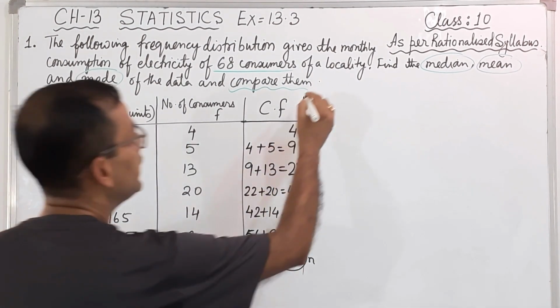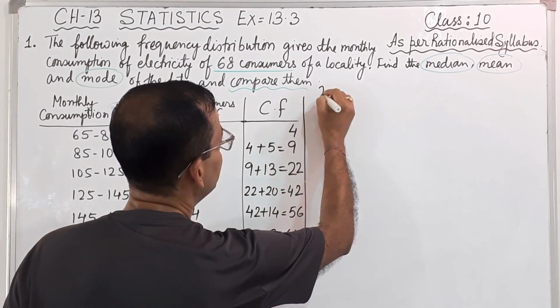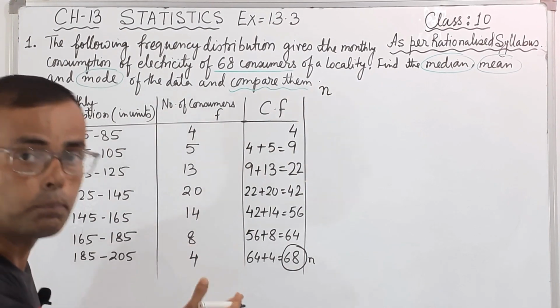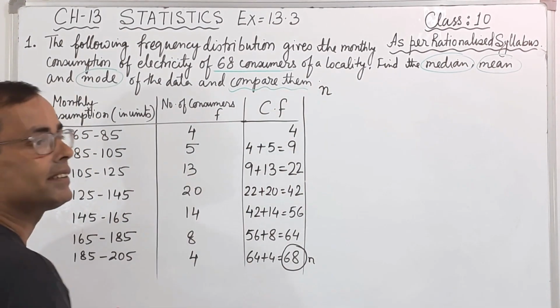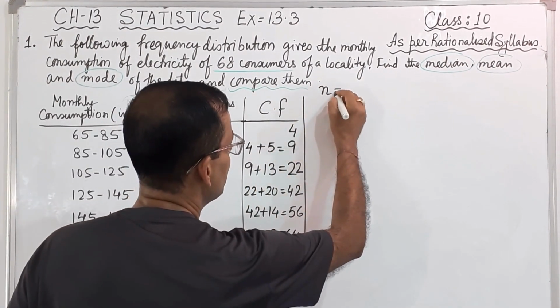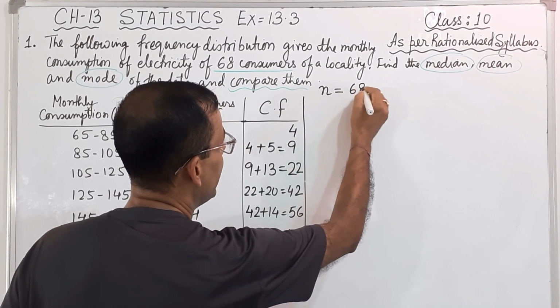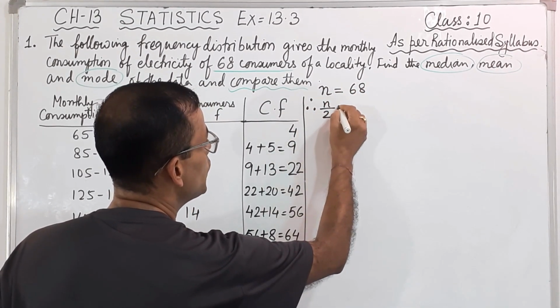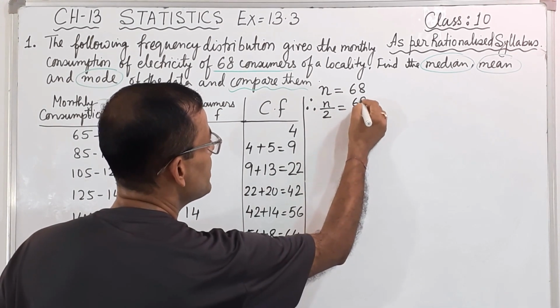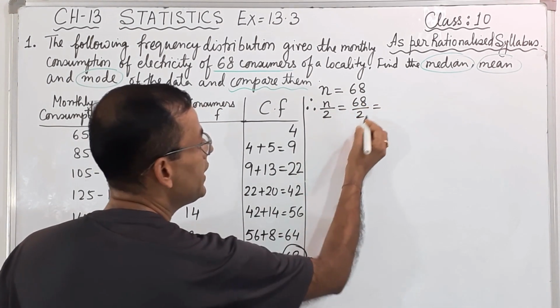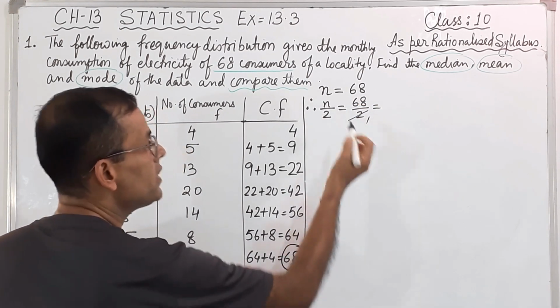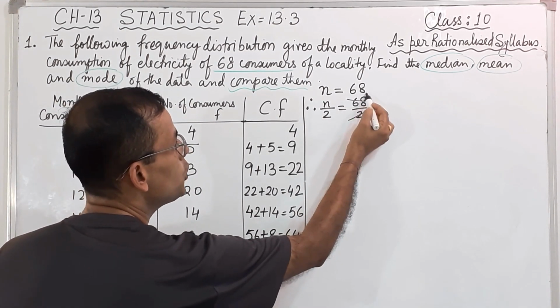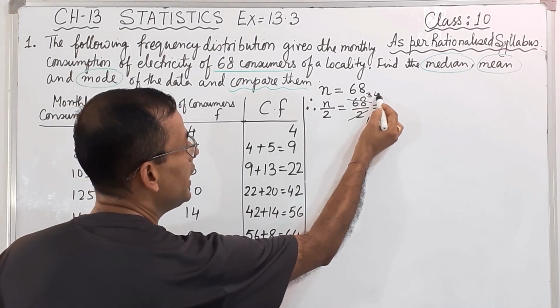So what will I write here next? N. Okay, you will write it below, but I am writing on this side. So N is equal to 68. Therefore, now I will find out N by 2. So N by 2 will be what? 68 by 2, and you can cut it, reduce it. 2 1s are 2, 2 3s are 6, 2 4s are 8.